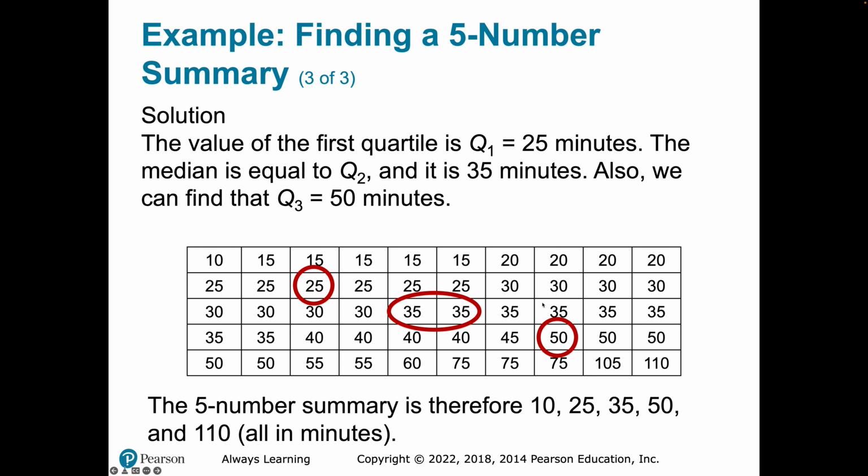Start here again. I've got a bunch of numbers above. Find the median of the numbers above the median. That's called Q3. So therefore, the 5-number summary for the wait times of Space Mountain would be 10, 25, 35, 50, and 110. Again, respectively the low value, Q1, the median, Q3, and the high value.